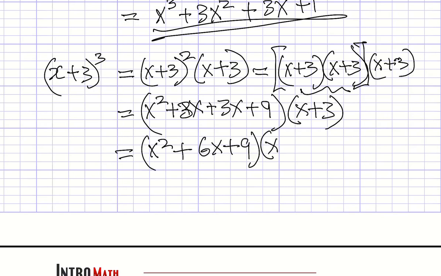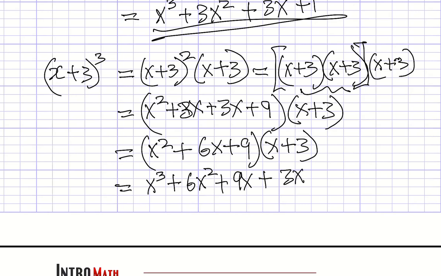Okay, we'll multiply with x plus 3. That's all. So what do we have? We'll have x raised to the power 3 plus 6x squared plus 9x plus 3x raised to the power 2 plus 18x plus 27. You see that, right? See what I just did? Now you combine the terms. Okay, you combine the terms.